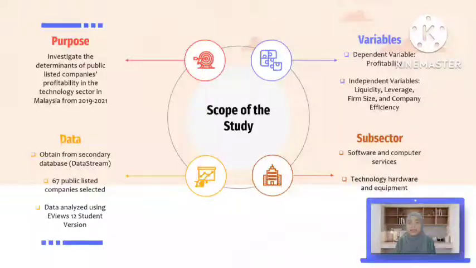The data were obtained from a secondary database under Datastream. 67 public listed companies were selected, and the data were analyzed using EViews 12 student version. This research focuses on one dependent variable, which is profitability, and 4 independent variables, which are liquidity, leverage, firm size, and company efficiency, involving the subsectors of the technology industry, which are software and computer services, and technology hardware and equipment.